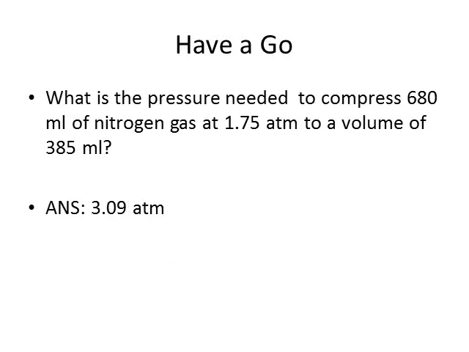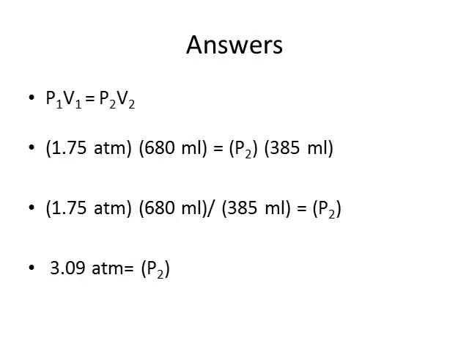Okay, I've left some here for you to have a go at. What is the pressure needed to compress 680 mils of nitrogen gas at 1.75 atmospheres to a volume of 385 mils? Use your P1V1 is equal to your P2V2. Fill it in and see do you get an answer of 3.09 atmospheres. If you're stuck, the solution is on the next slide. And here's the solution in case anybody is stuck.